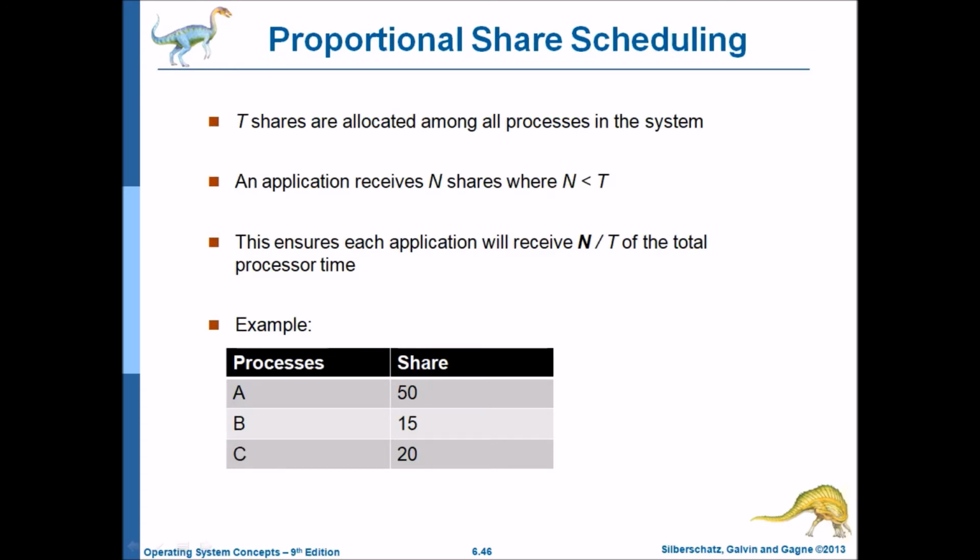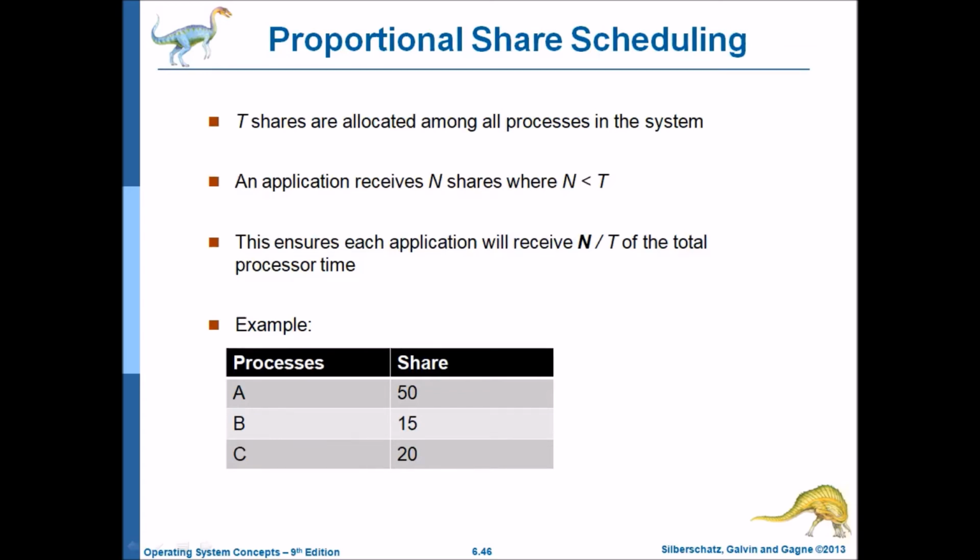Next, we go to proportional share scheduling. So proportional share schedulers operate by allocating T shares among all processes in the system. So an application receives N shares where N is less than T. So this ensures that each application will receive N over T of the total processor time.